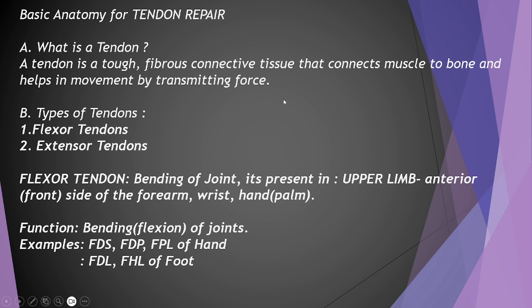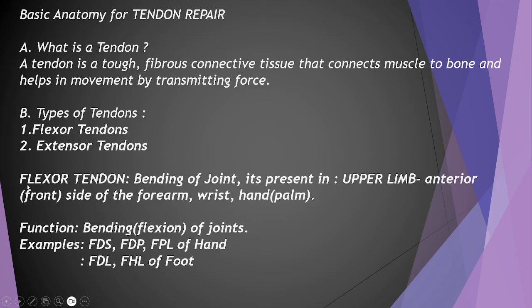Before going to coding the ICD or CPT, we need to know the basic anatomy of the tendon repair. As previously discussed, a tendon is a fibrous connective tissue that connects muscle to bone. There are two types of tendon: the flexor tendon and the extensor tendon. So what is the flexor tendon?